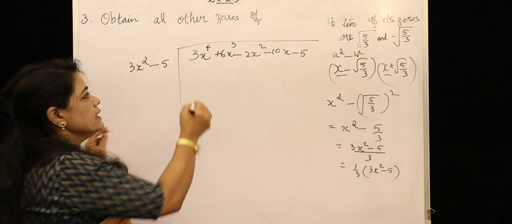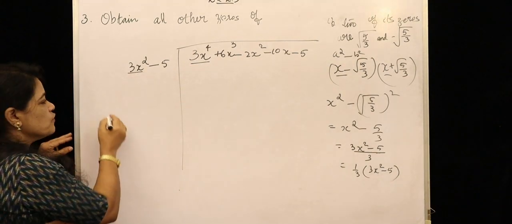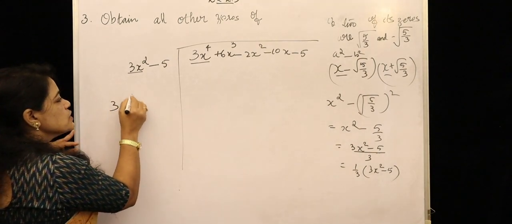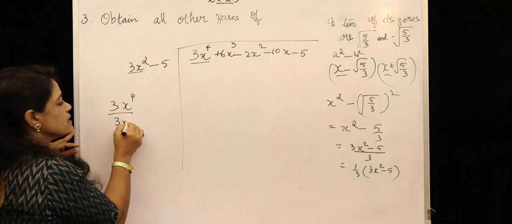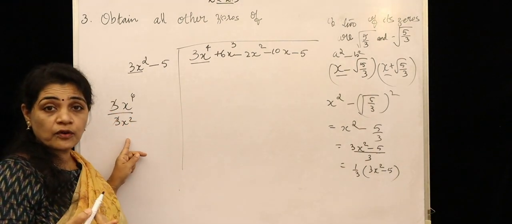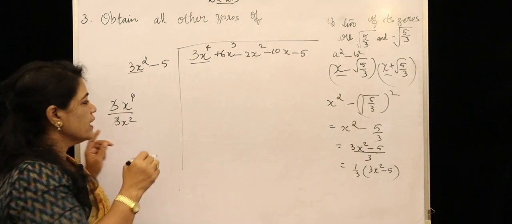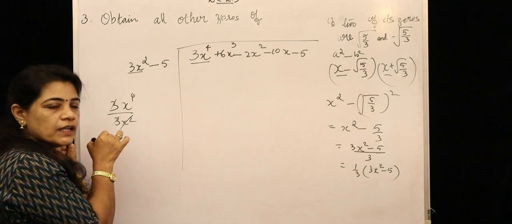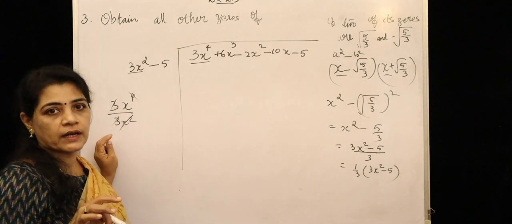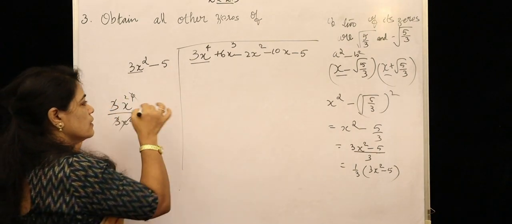Consider 3x raised to 4, the first term, and divide with the first term in the divisor polynomial. 3x raised to 4 divided by 3x square. 3 gets cancelled. x raised to 4 and x square, x raised to 4 minus 2, or you can cancel 2 x's from the denominator and 2 x's from the numerator. So x square is remaining.